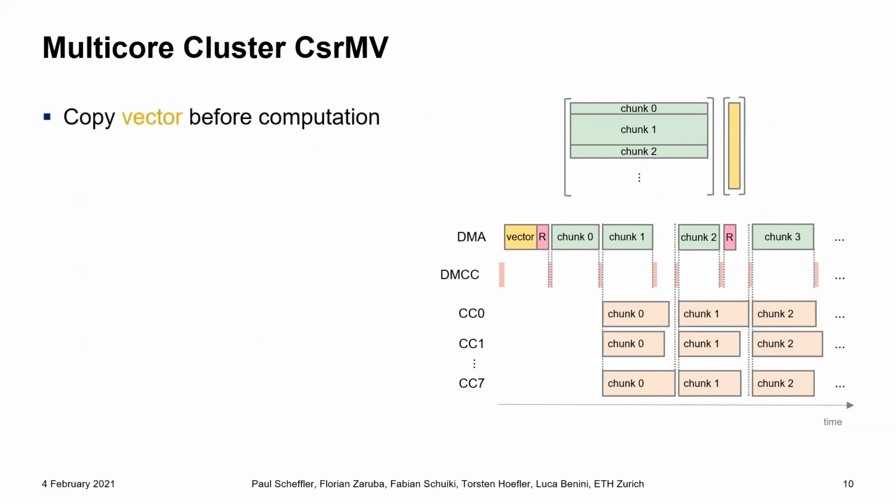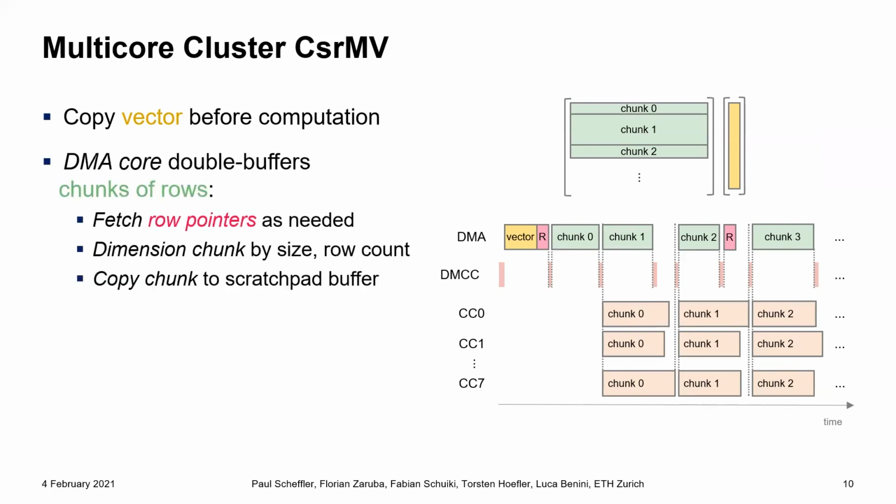The first thing we do is to copy the entire vector to an internal scratchpad before computation. And we use the DMA core, which controls the DMA, to transfer any data from outside the cluster into the cluster. Then the DMA core double buffers chunks of entire rows, as we see here. And to dimension these rows, it will fetch the row pointers as needed, and then it will dimension the chunks by size and row count, and it will copy chunks to alternating scratchpad buffers.